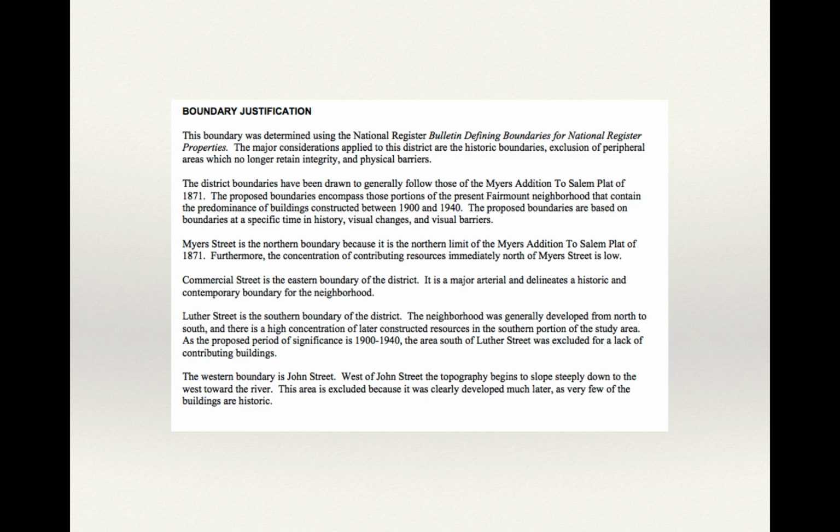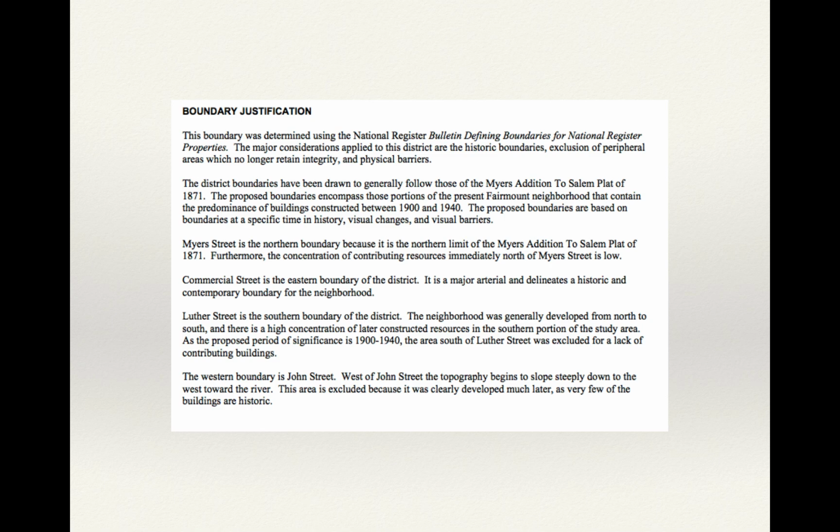So here is one that's relatively good. Back to Salem, Oregon. This boundary was determined using the National Register Bulletin defining boundaries for National Register properties. The major considerations applied to this district are the historic boundaries, exclusion of peripheral areas which no longer retain integrity, and physical barriers. In other words, this first paragraph is saying, look, I followed direction. Please do not include such a paragraph. Yeah, no kidding, you followed direction. That's not something you should pat yourself on the back for.